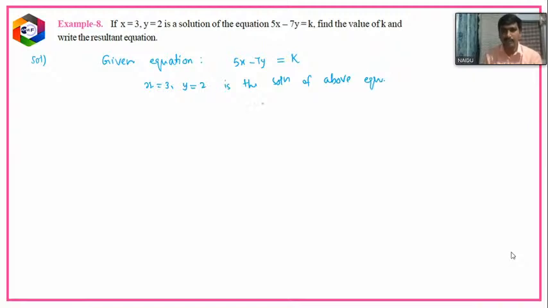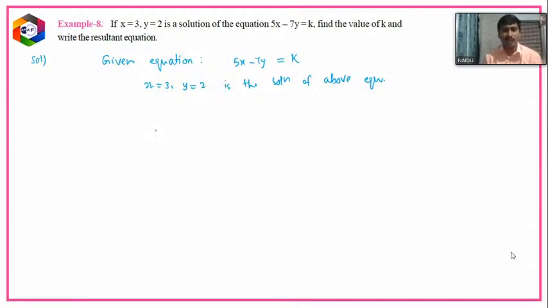పై సమీకరణానికి x3 y2 అనేది సాధనాన్ని ఇచ్చాడు. ఏట సమీకరణం 5x minus 7y equal. So as we did, if it is a solution, yes, so many children have given the answer. Well done, children. Okay, we will continue first once again.